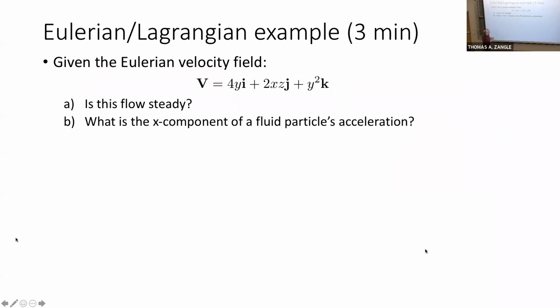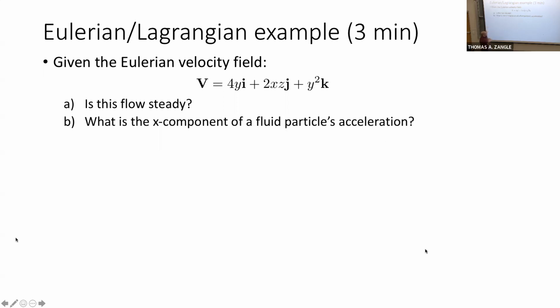Okay, since we spent some time on this, I don't think we're going to do this as an exercise right now in class, but we'll go through it. Let's say we have a velocity field given in x, y, and z coordinates, indicated by the unit vectors i, j, and k. We can ask, is this flow steady, and what's the x component of the particle acceleration for this velocity?